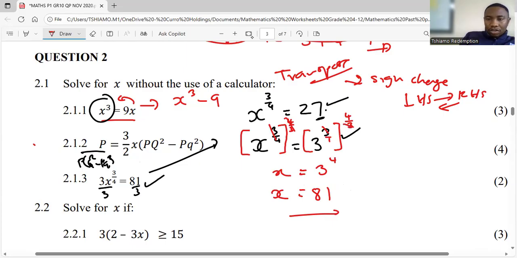Beautiful question. So how many marks was it worth? Oh, 2 marks. Okay, the 4 marks was for the other one. It's fine.